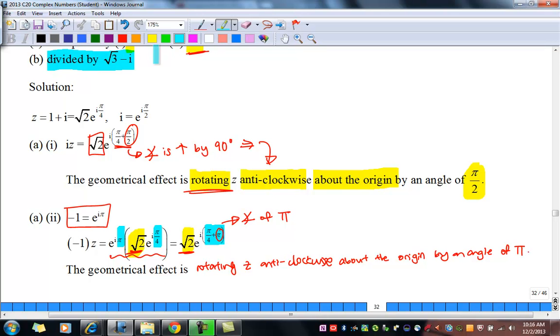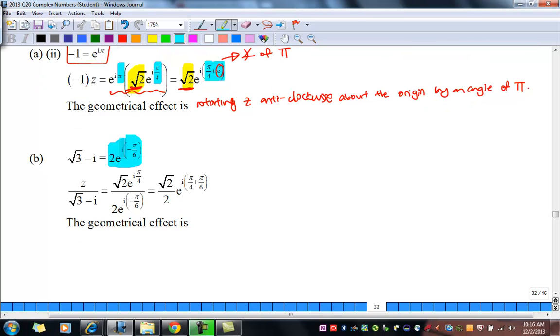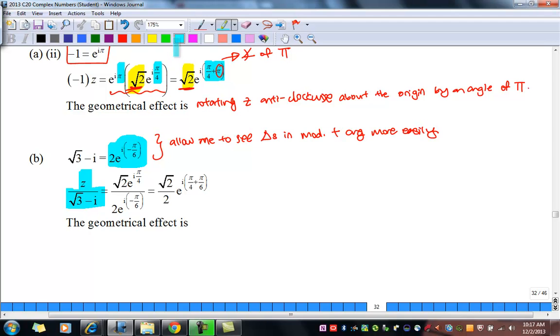Finally, we are going to consider a slightly more complex case in which I'm going to divide by the complex number √3 minus i. Well, once again, I'm going to write √3 minus i in exponential form because this will allow me to see the changes in the modulus and the argument more easily. Okay, so if I want to consider z divided by this, then if I were to write z in exponential form, I will get this. As for √3 minus i, it is this in exponential form.